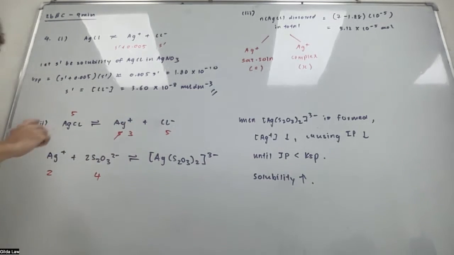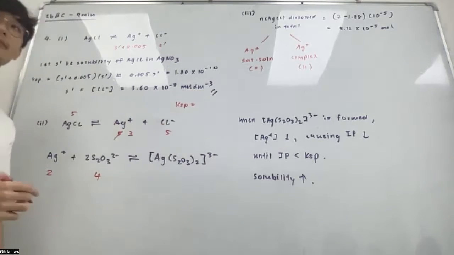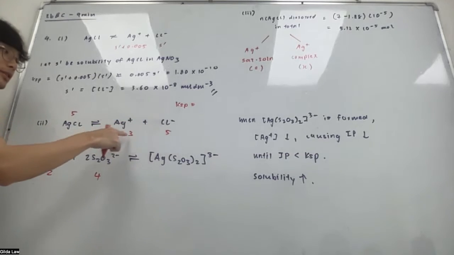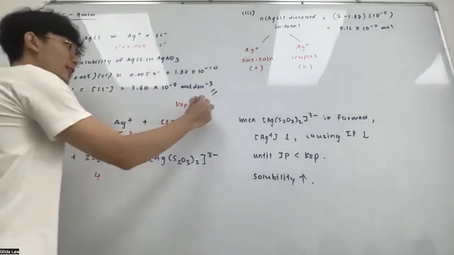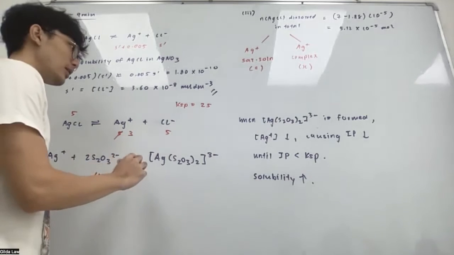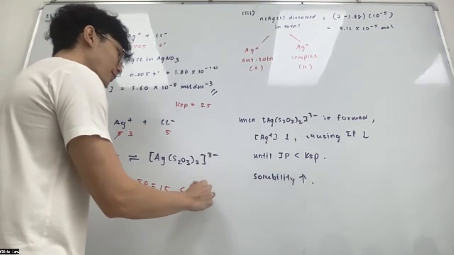Okay, guys, before I proceed, what was the KSP of AgCl? No, as in use this example. Ag+ times Cl- is just 5 times 5, 25. Now your KSP will not change. It must still be 25. Currently, if the Ag+ now reduces to 3, then what is the IP? The IP is 15, good. And it's less than the KSP of 25.